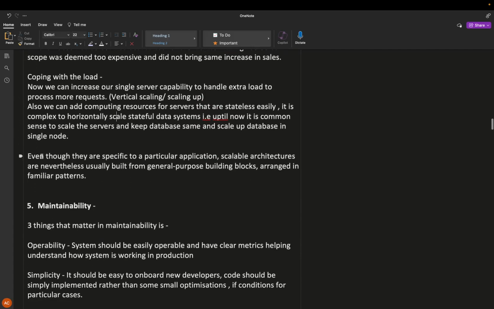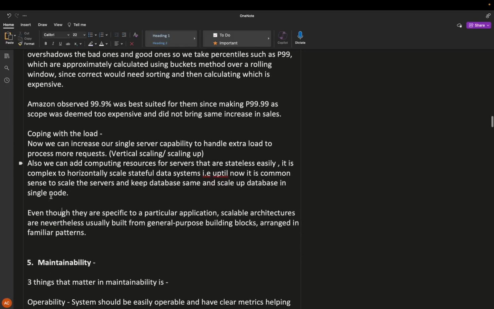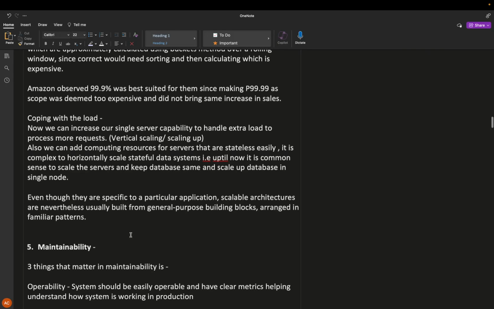So that ends the section on scalability. But one thing I want to mention is that each of the designs that we do for scalability is specific to a particular application, right? It depends on what load parameters they are based on, and what kind of things they want. But scalable architectures are nevertheless usually built from the same general purpose building blocks arranged in familiar patterns, with some specific design to suit the particular case.